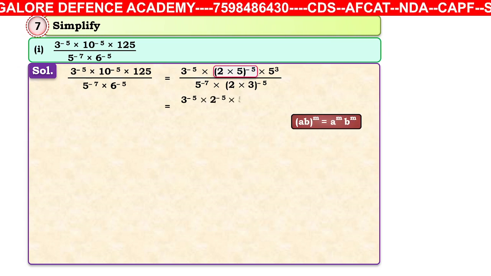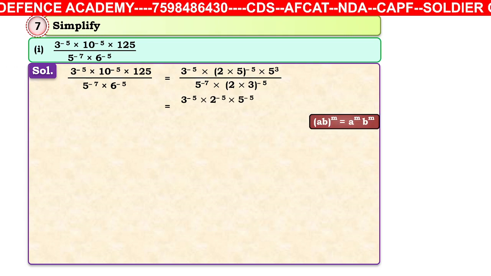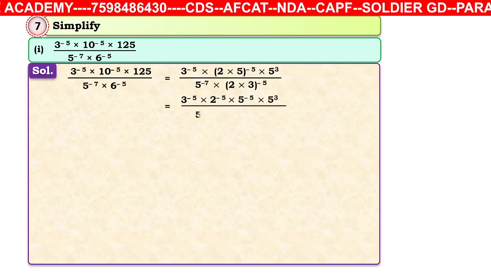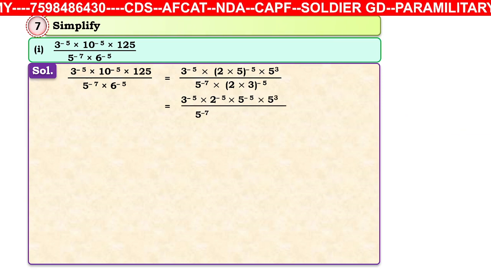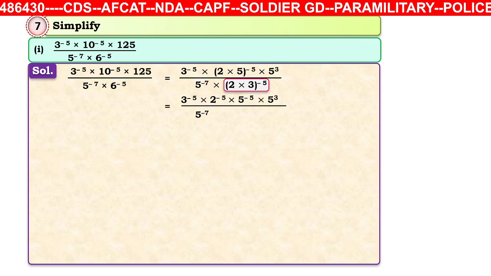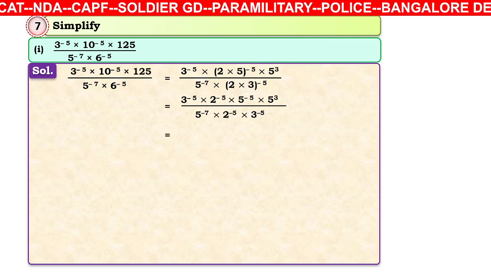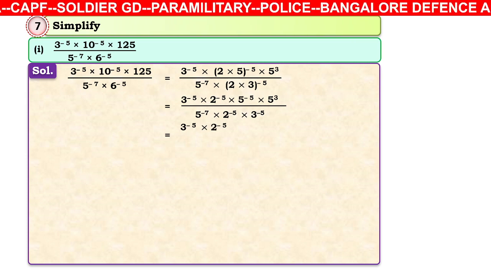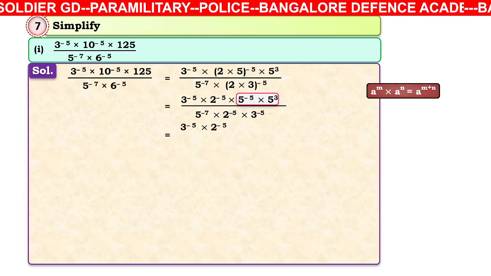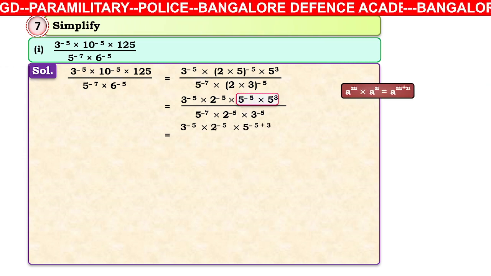I can write it as 2 to the power of minus 5, 5 to the power of minus 5 into 5 to the power of 3 divided by 5 to the power of minus 7. Now here I can open the bracket and split the term: 2 to the power of minus 5, 3 to the power of minus 5. And now I'm going to use the quotient rule and the product rule.